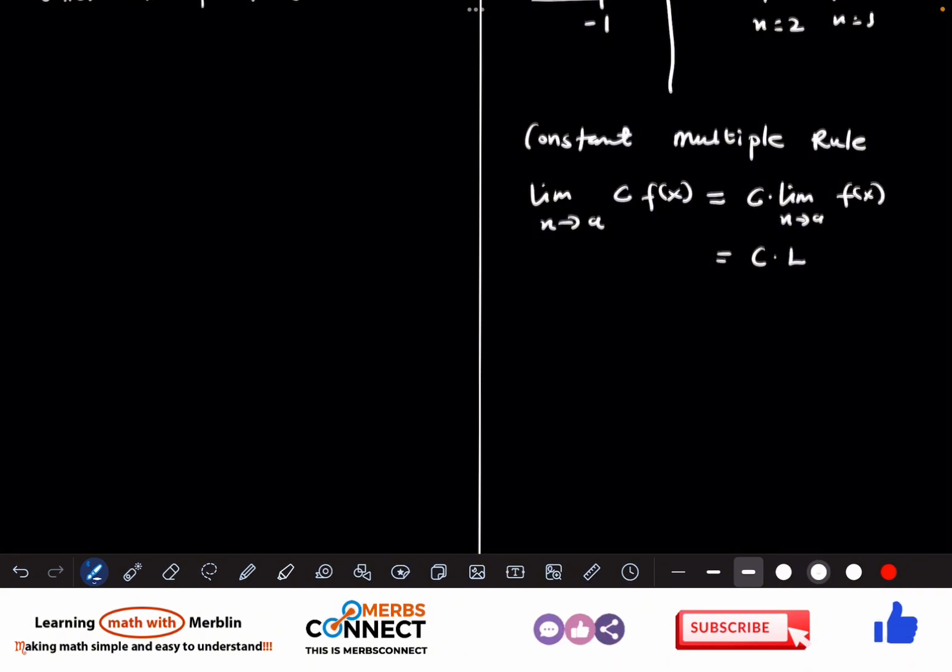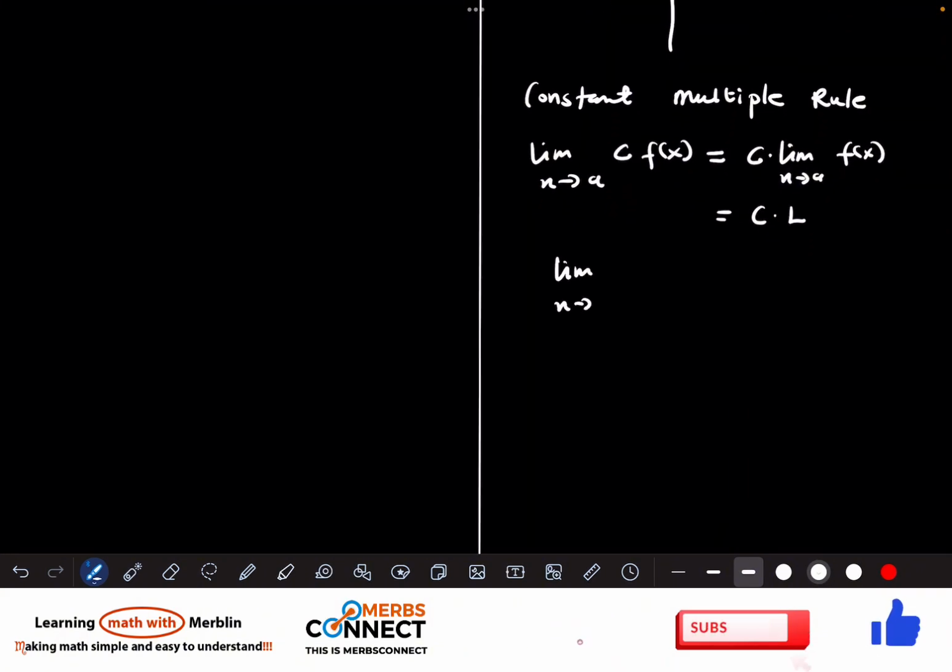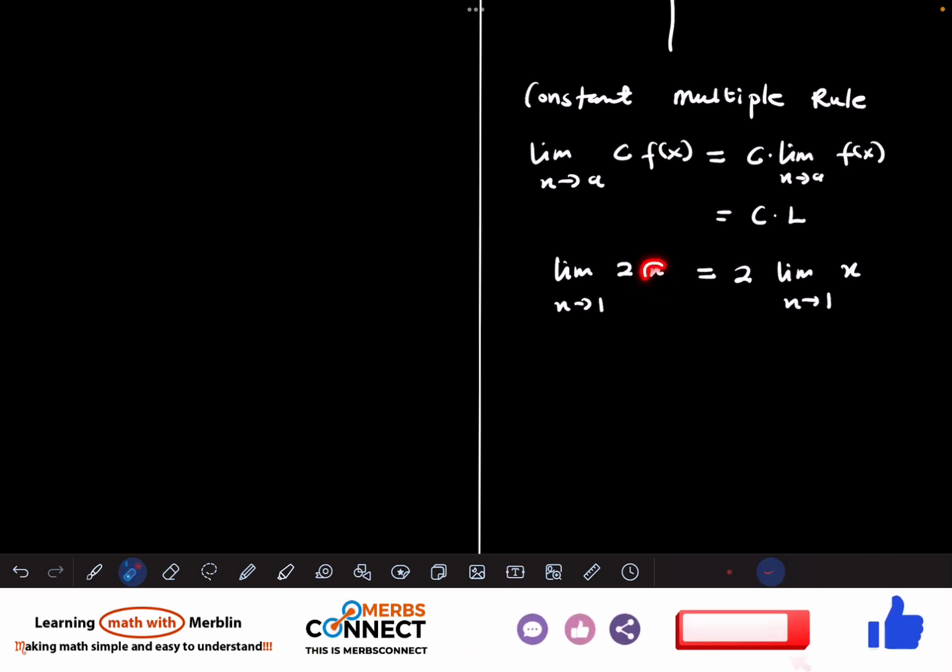Practical example. Let's assume that we have the limit as x is approaching 1, and we have, let's say, 2 times x. This is going to give us 2 times the limit as x is approaching 1 of x, because the function here is in terms of x. This 2 here does not depend on x, so we can factor it out, and this is how we are going to do it. Or let's assume that this is not x and this is f of x, then this will be 2 times the limit of f of x, and we are going to have this right here. So we just factor the constant out and work with the function.